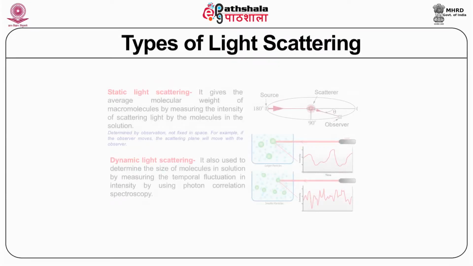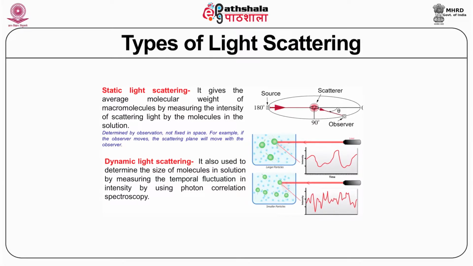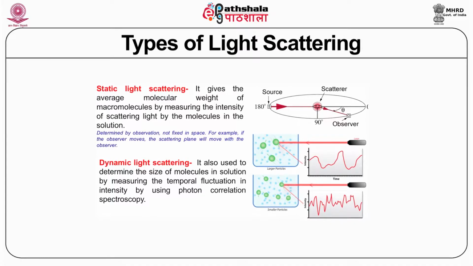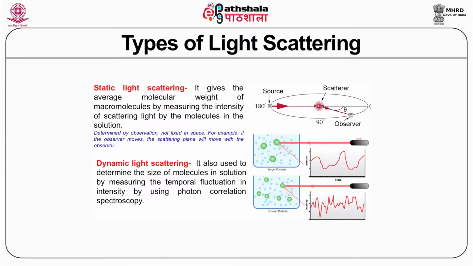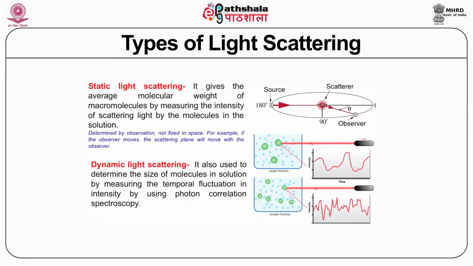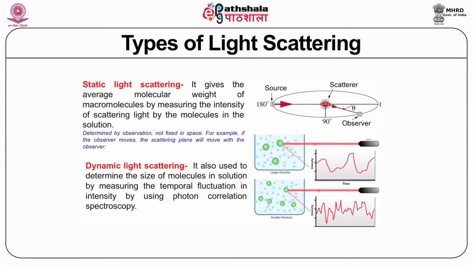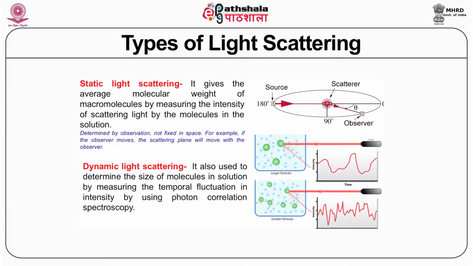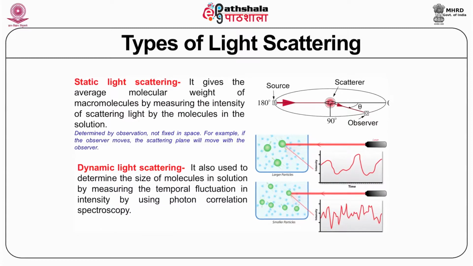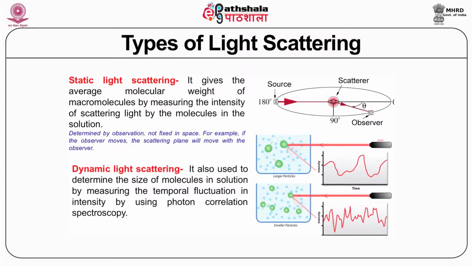Now we discuss the different types of light scattering. It is broadly classified into two groups. One is static light scattering. It gives the average molecular weight of macromolecules by measuring the intensity of light scattered by molecules in the solution. It is determined by the observation, but not fixed in space. For example, if the observer moves, the scattering plane will move with the observer. You can see here in the figure.